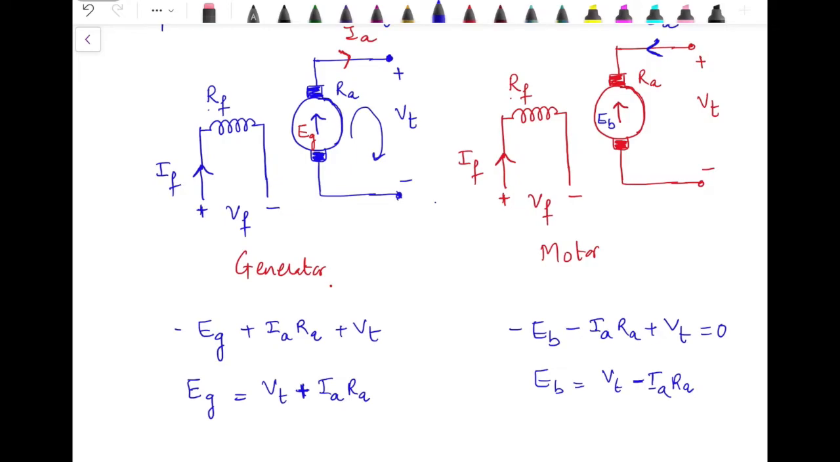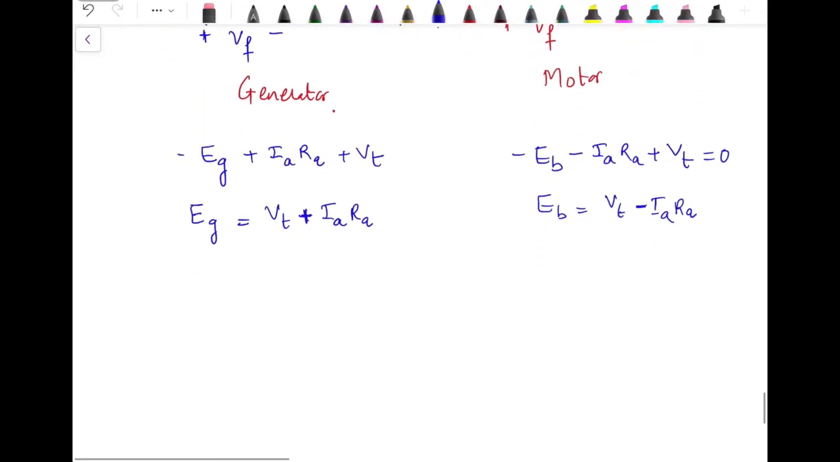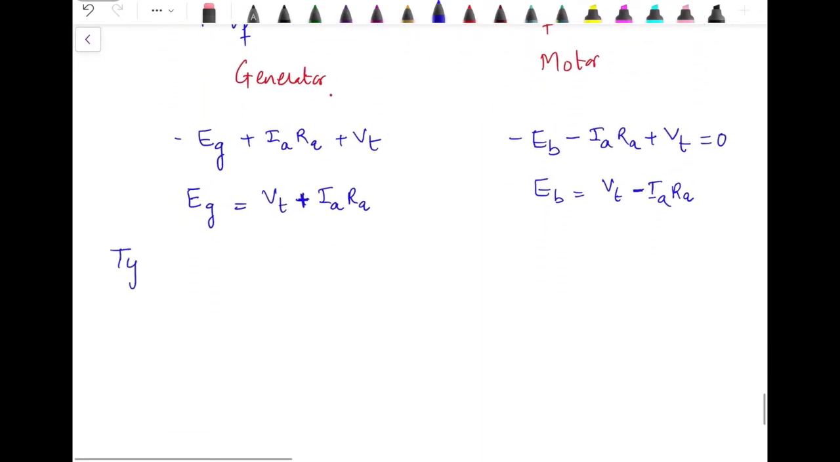Now in this representation of generator and motor, there is no connection between the field winding and armature winding, but there is a possibility that the armature winding and the field winding have a connection. So based on that, we have different types of DC machines.